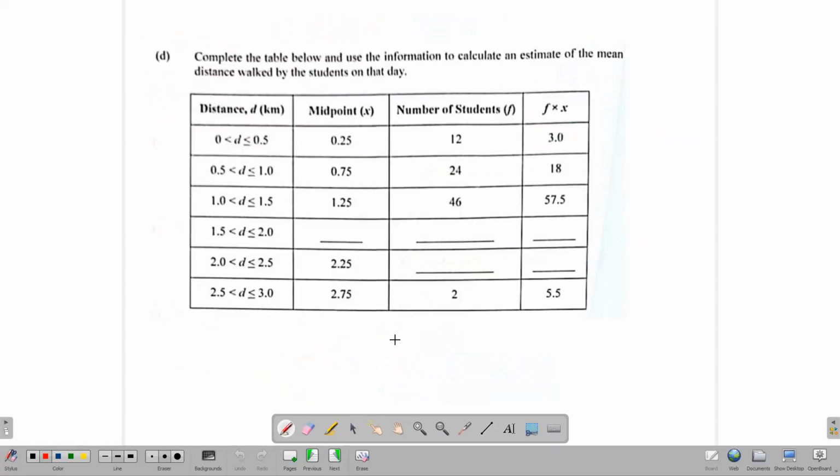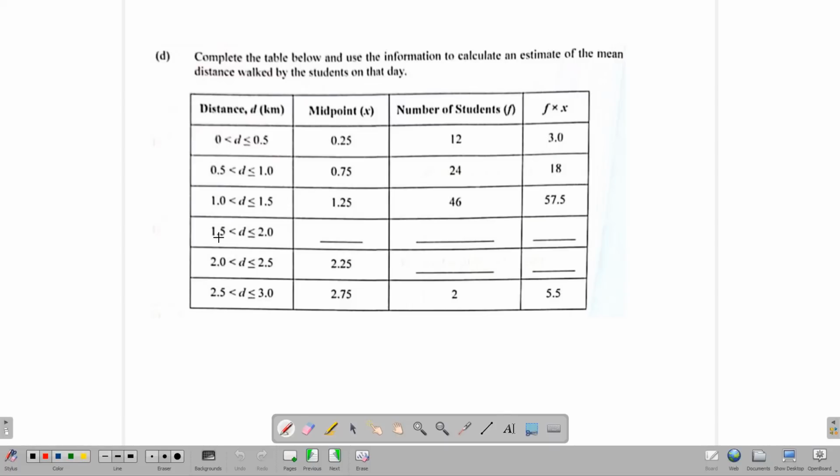Here we have a table. Complete the table below and use the information to calculate an estimate of the mean distance walked by the students on that day. Here we have the midpoints. The midpoints are found by adding the two end values and dividing by 2.